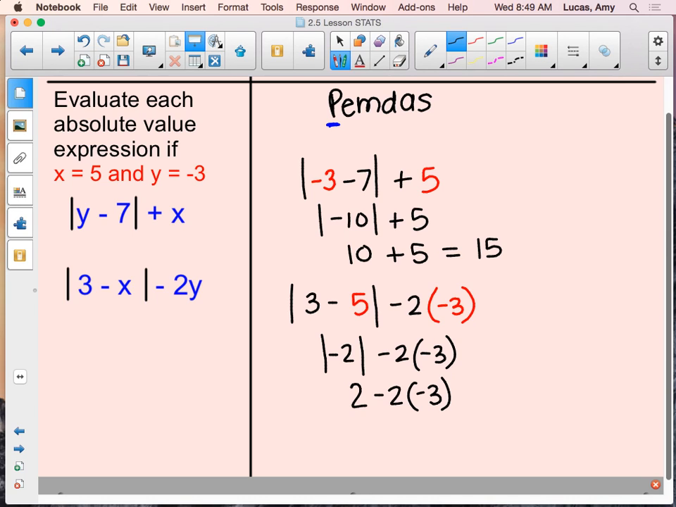Now, I'm done with my absolute value, so following PEMDAS, the next thing I need to do is multiply. So, I multiply -2 times -3, which is +6. So 2 plus 6 is 8.